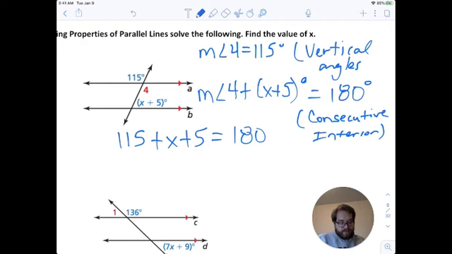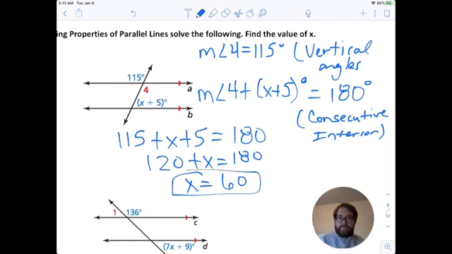Now I'm solving for x. 120 plus x is equal to 180. Subtract 120 from both sides, x is equal to 60. And that's my answer. So I observed what was going on in the figure, and the relationships between the different angles, and then used my new knowledge about these properties of parallel lines, where if I have consecutive interior angles, then they are supplementary, and then I solved the equation.